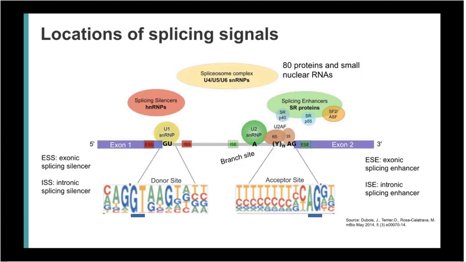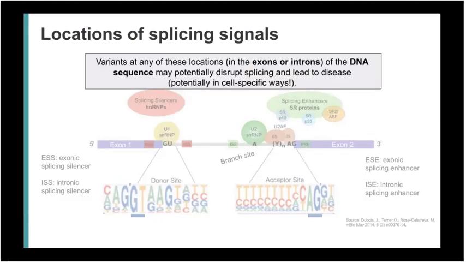We can see that there's a polynucleotide tract that's immediately upstream of the acceptor. And there's also a critical A base that we call the branch site. And that can slide around a bit relative to the acceptor site, and thus it's harder to predict. There are also various splice enhancing and splice silencing signals represented by little green and red boxes in this figure. And those recruit different proteins to the splice region and direct how splicing will actually occur in any given cell. And variants at any of these locations, in the exons or in the introns of the DNA sequence, may potentially disrupt splicing and lead to disease.